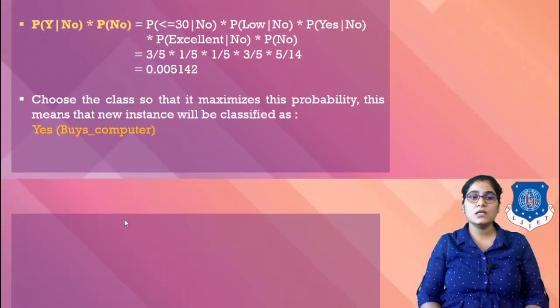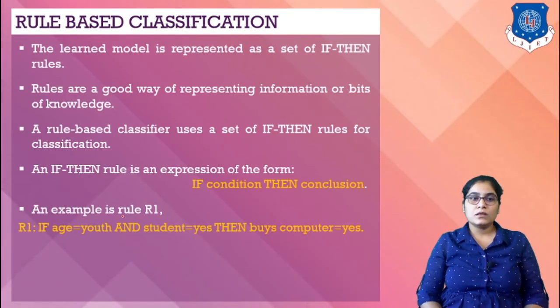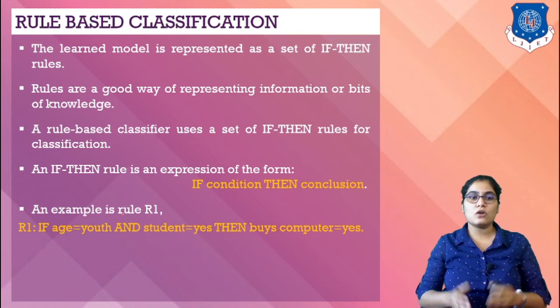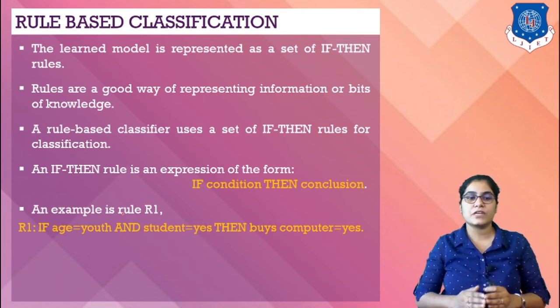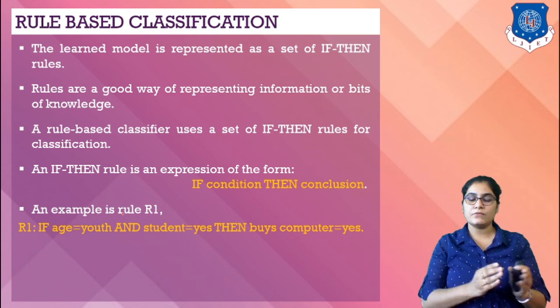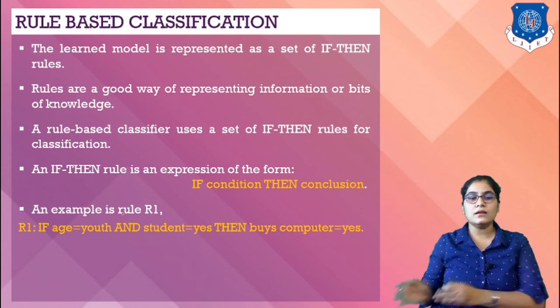Now let's understand the rule-based classifier. The learned model is represented as a set of if-then rules. Rules are a good way of representing information or bits of knowledge. A rule-based classifier uses a set of if-then rules for classification. An if-then rule is an expression of the form: IF condition THEN conclusion.